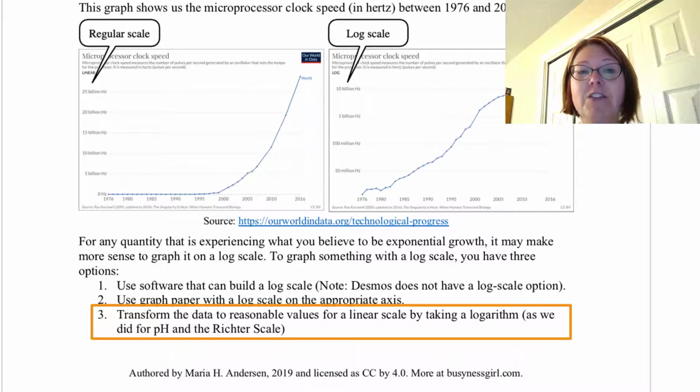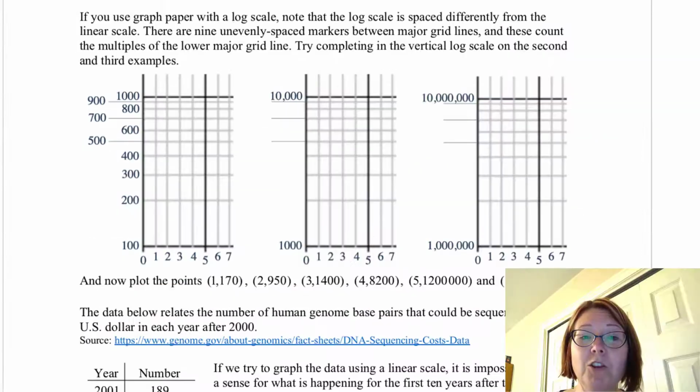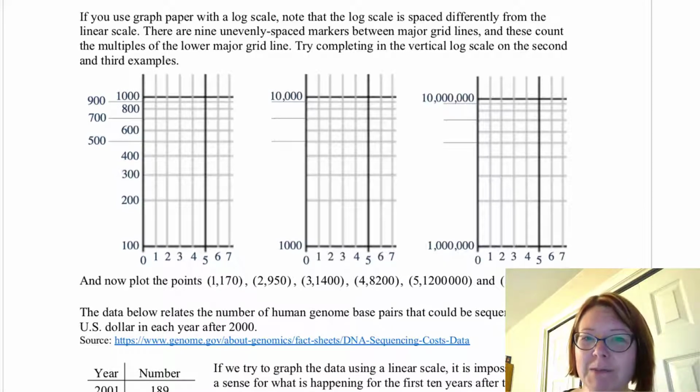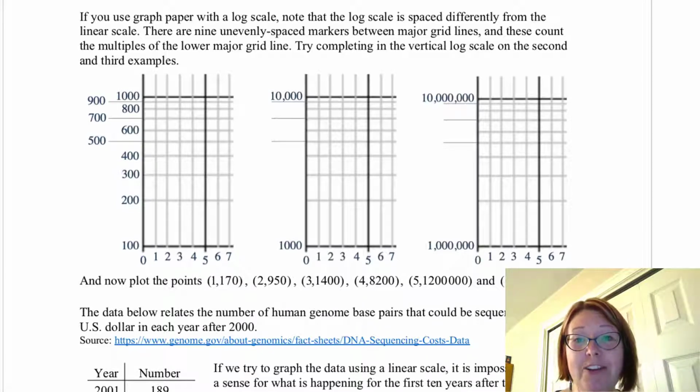The third option you have is to just transform the data to reasonable values for a linear scale. And we do that by taking a logarithm, and that's exactly what the pH scale and the Richter scale do. They take the log of hydrogen concentration to make it a more reasonable scale, and it takes the log of the amplitude of the Earth's motion in microns to make it a more reasonable scale for us to talk about.